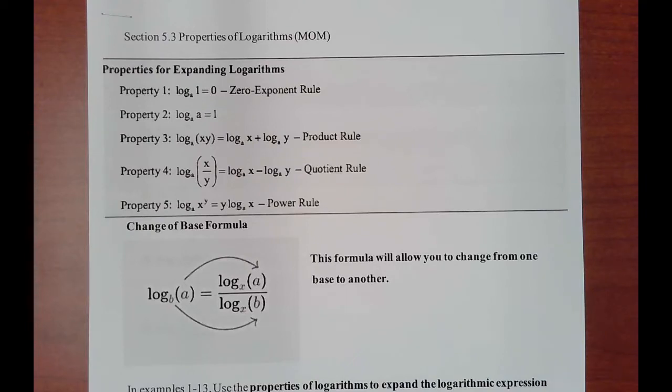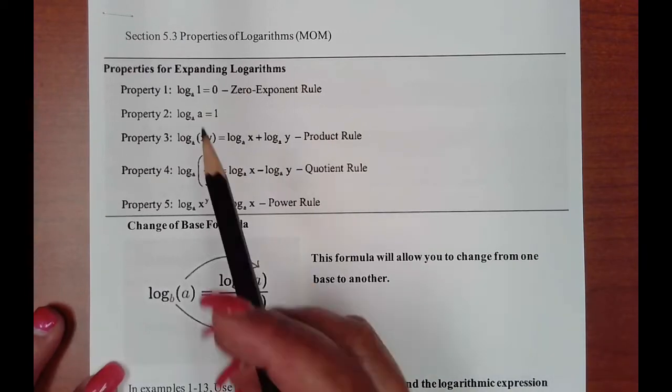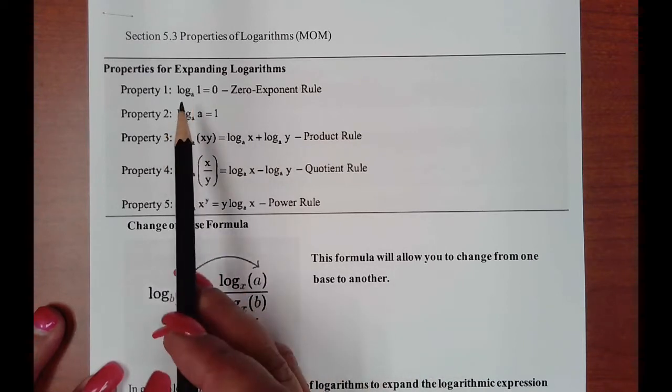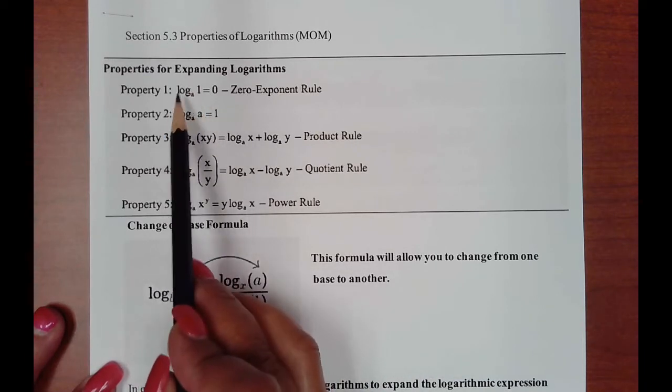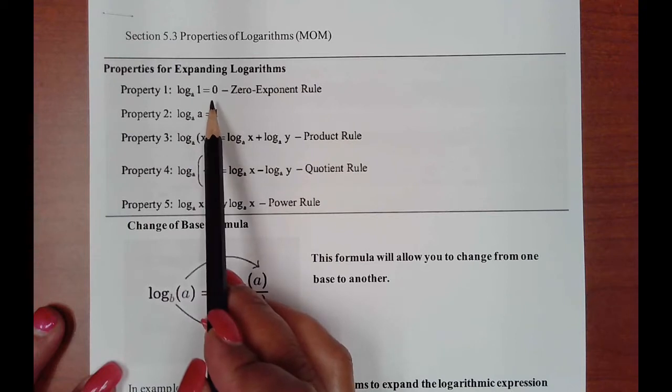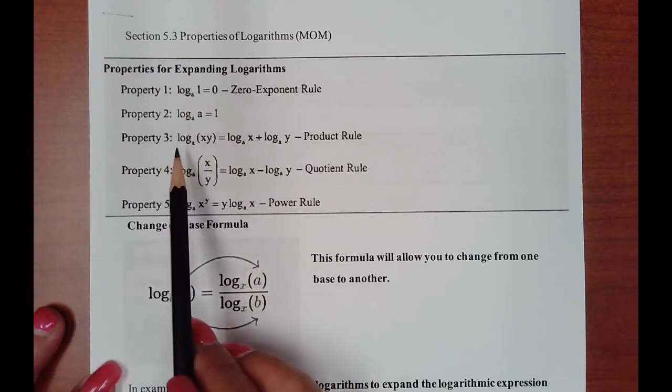Okay, this is the lecture video for MAC 1105 College Algebra. We're in section 5.3 where we're going to take a look at the properties of logarithms. In this section specifically, we're going to be looking at properties that will take you from a single log into its expanded form. And you see the various properties here.